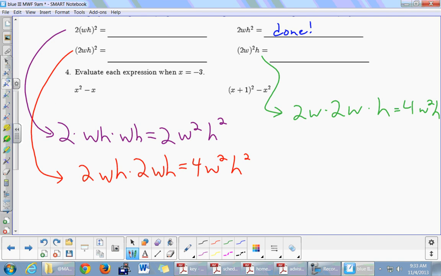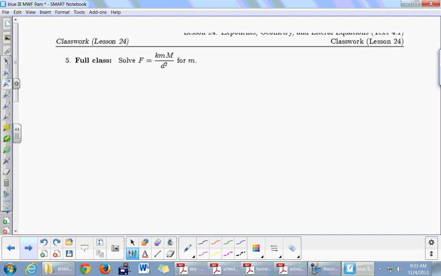Okay, next page. We're going to do this problem together. Number 5. We're going to solve this equation right here for M. There's a lot of crazy looking letters in this problem. Let me tell you that this equation is something that has a physical context. This F stands for force, and this equation gives you the force exerted by two bodies on each other.